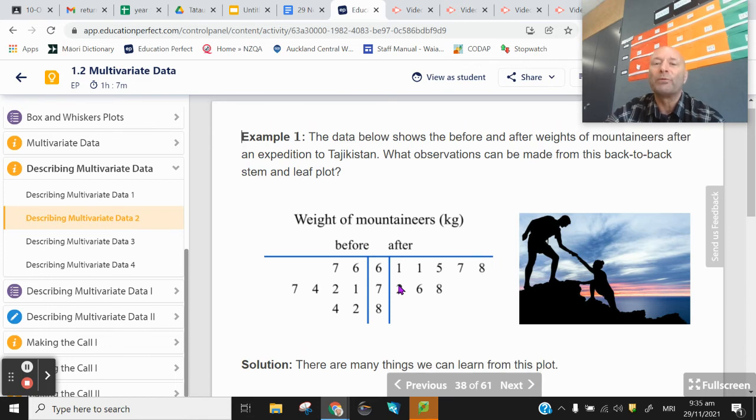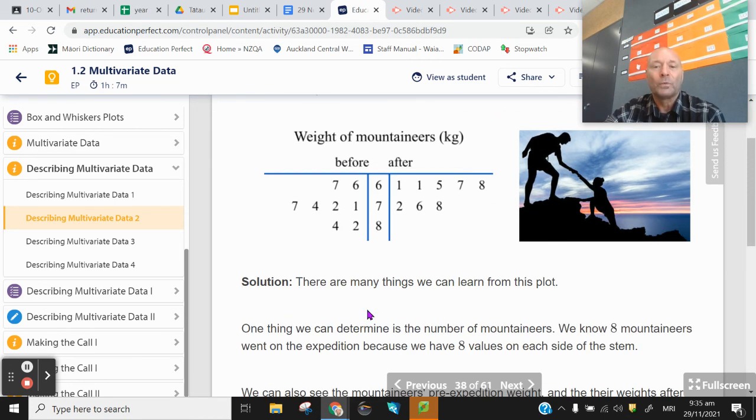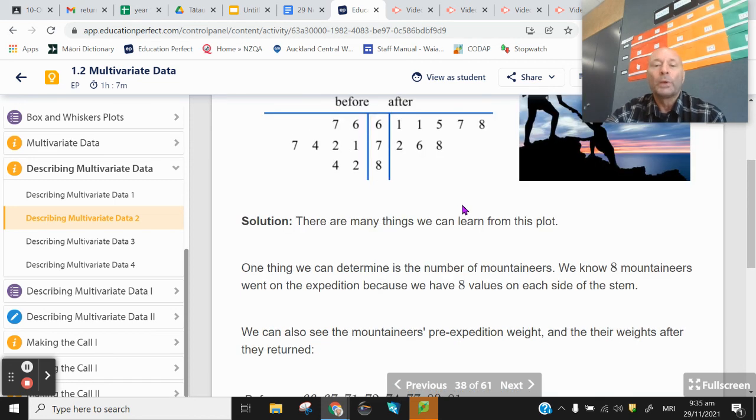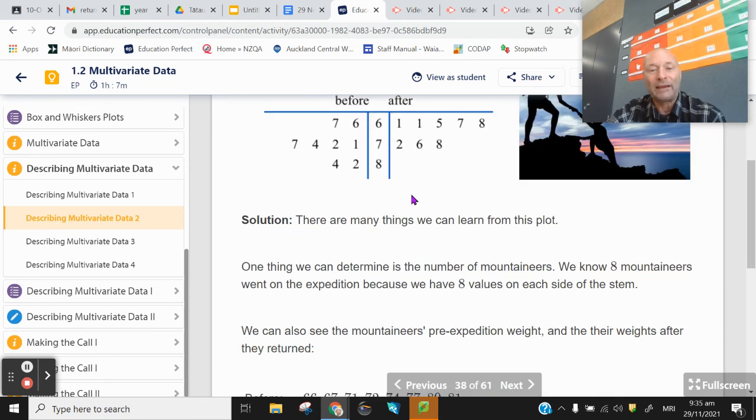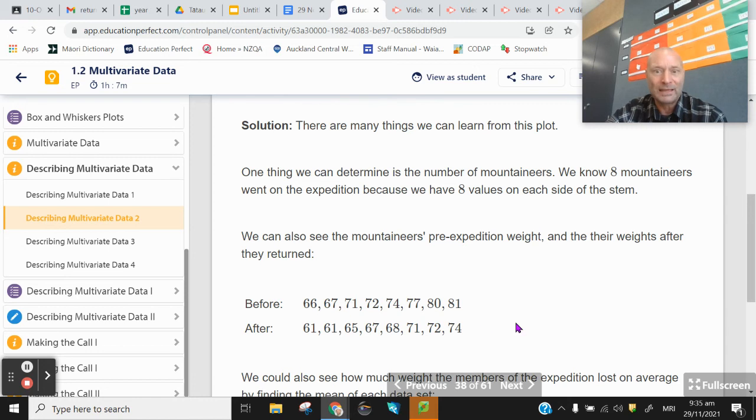So here we see the before and after weights of mountaineers after an expedition to Pakistan. What observations can be made? Well, there are many things we can learn from this plot. One is the number of people in the mountaineering group. So these are the 8 people before the expedition, and then their weights afterwards. Okay, we can also see their before and after expedition weights and putting them in order.